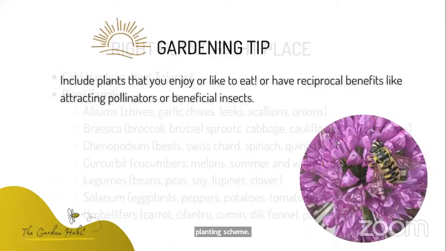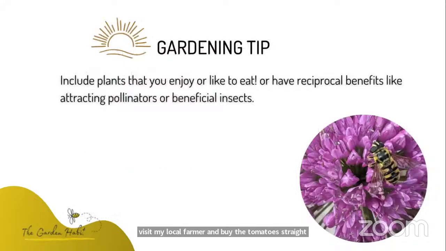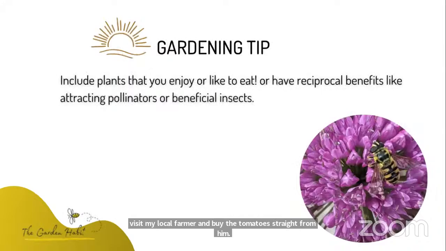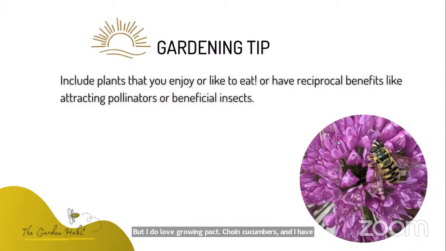Okay, a garden tip. I always say to think about plants that you enjoy or like to eat. Now, I love tomatoes, but they also take up a lot of space in my garden, and I probably don't get enough heat for them to grow really well. And I've tried growing them on my balcony, and it has not succeeded because I only get 3 to 4 hours of sunlight. So instead, I grow different crops, and I will just visit my local farmer and buy the tomatoes straight from him. But I do love growing pak choi and cucumbers, and I have the space in my garden to do that, as well as beans.